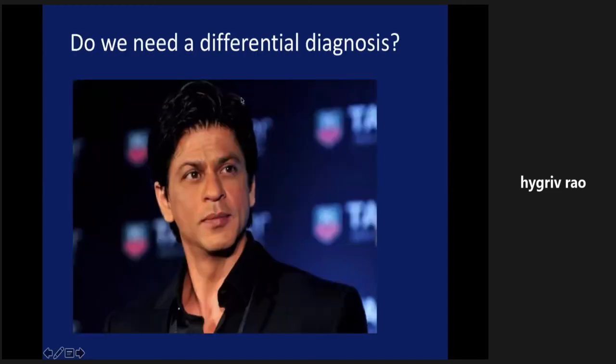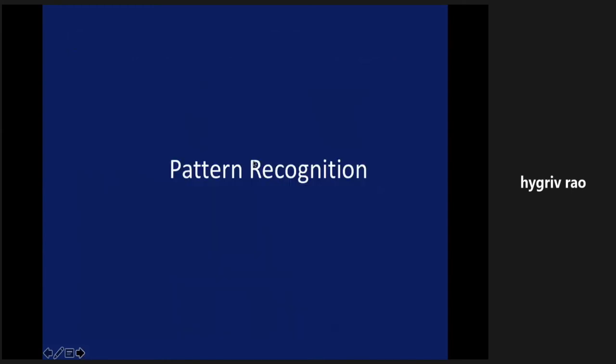Now, suppose I show you this man's photograph and ask you, do we need a differential diagnosis for this man's face? Or can you just say, he's Shah Rukh Khan? There are some ECGs like that. You don't need a differential diagnosis, like you don't need to talk about a QRS complex and all that. And these are called pattern recognition VTs.